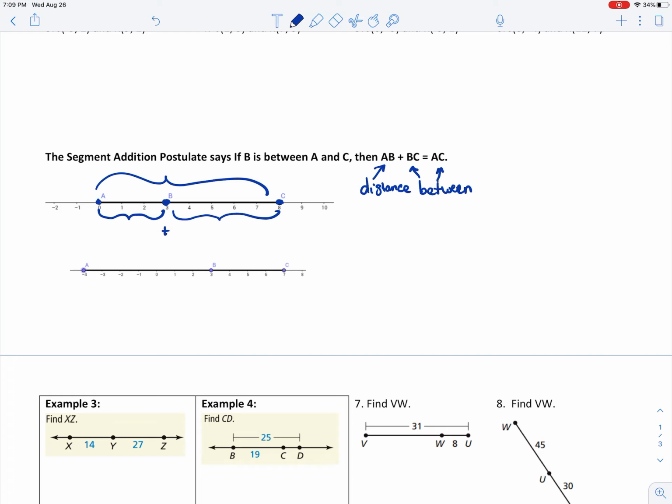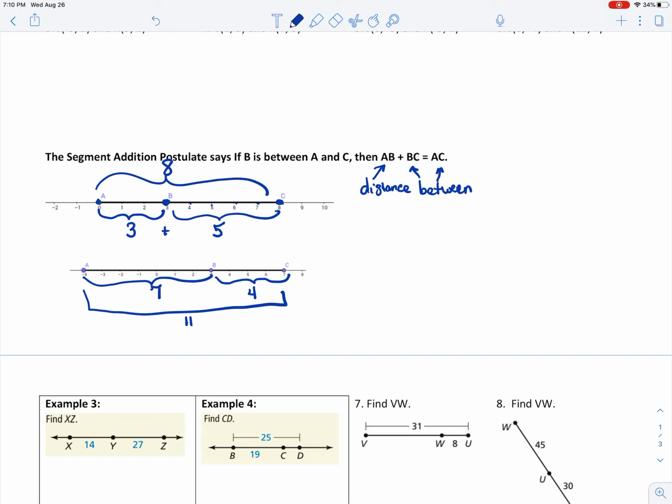So in this case, from the number line, 0 to 3 plus 3 to 8 is 5. Altogether, 1, 2, 3, 4, 5, they add up to 8. And from -4 to 3 is a total of 7. And from 3 to 7 is a total of 4. So from -4 all the way to 7 had better be 11. That's the segment addition postulate.